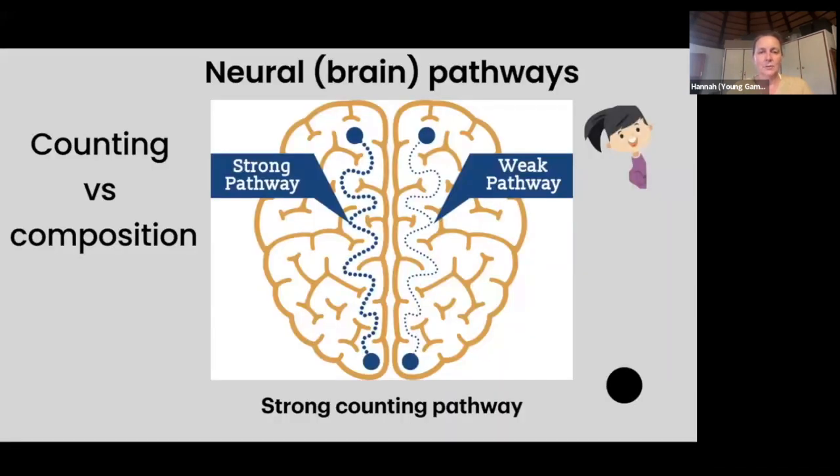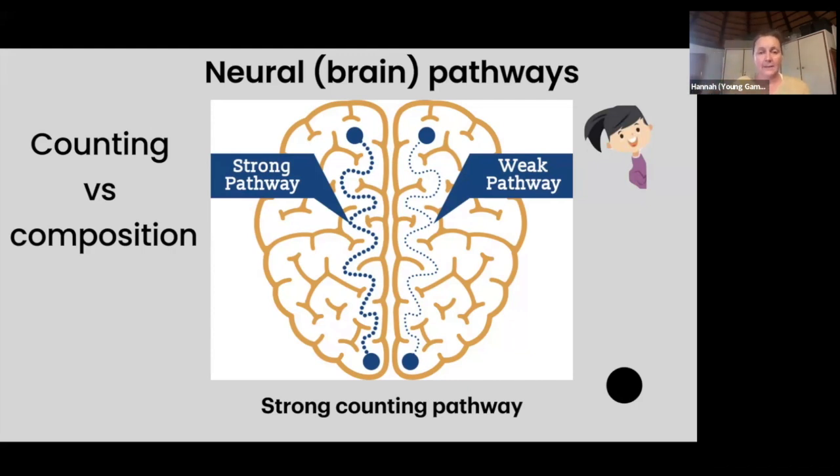I want to end off with just talking a little bit about neural pathways, and counting versus composition. I don't know if you know, in our brains, when you encounter something new, you form a neural pathway. If you keep doing that same thing again and again the same way, you will strengthen that one neural pathway. So it's a bit like if I follow the same path to school every day, that dirt path will get worn out. That's kind of like one neural pathway in my brain forming.